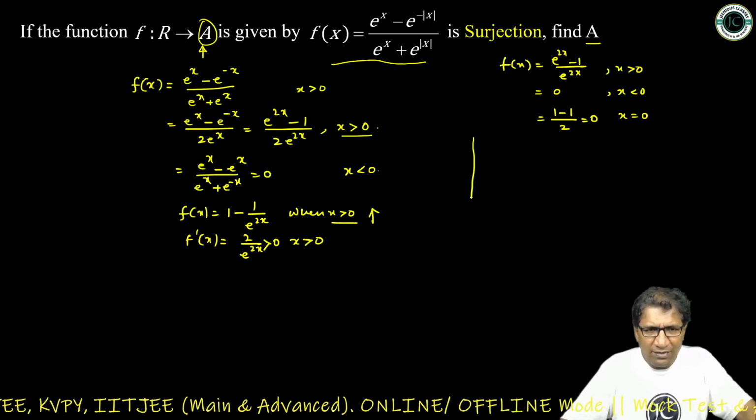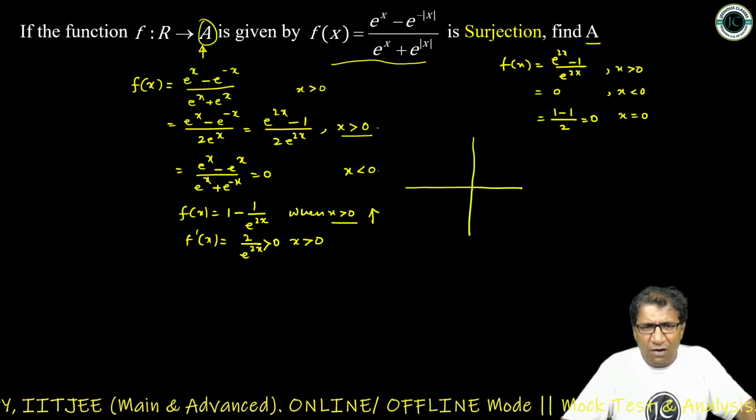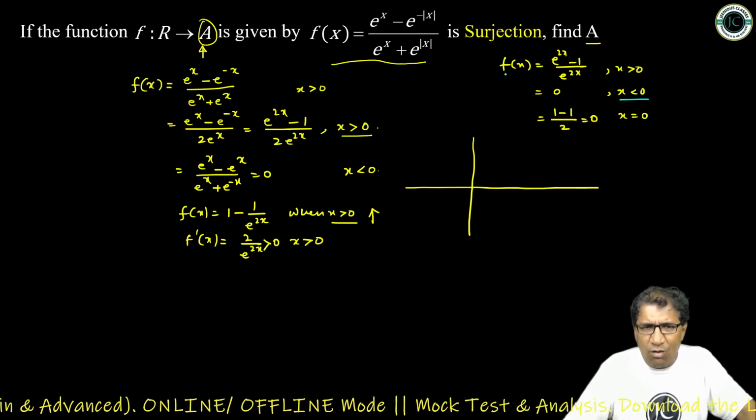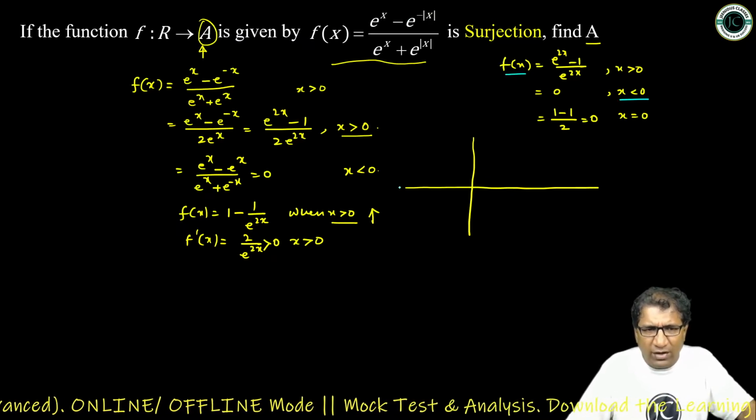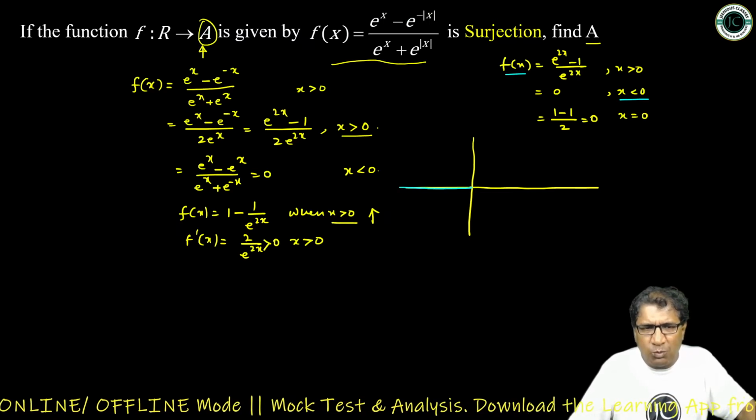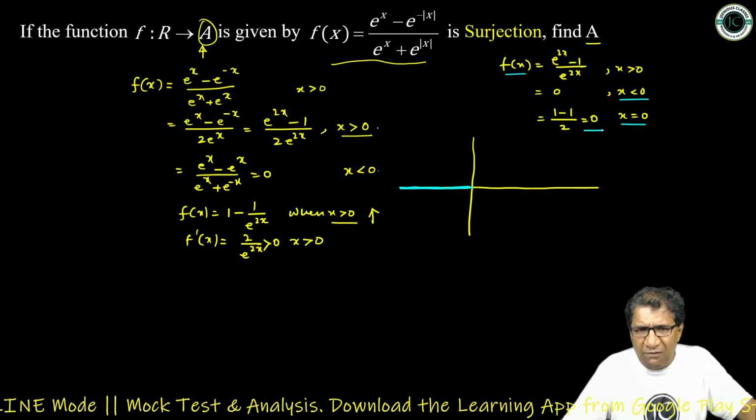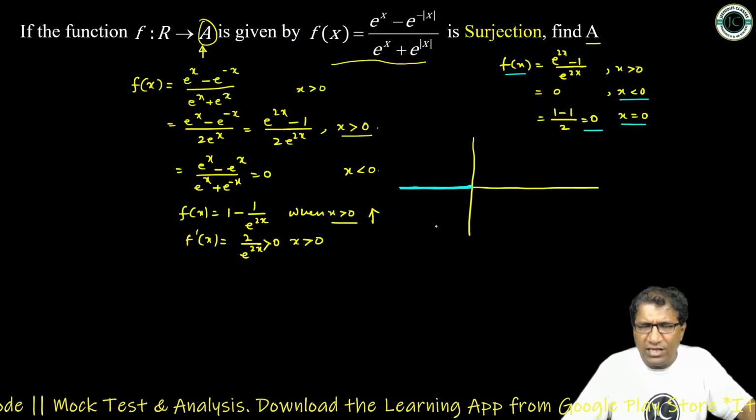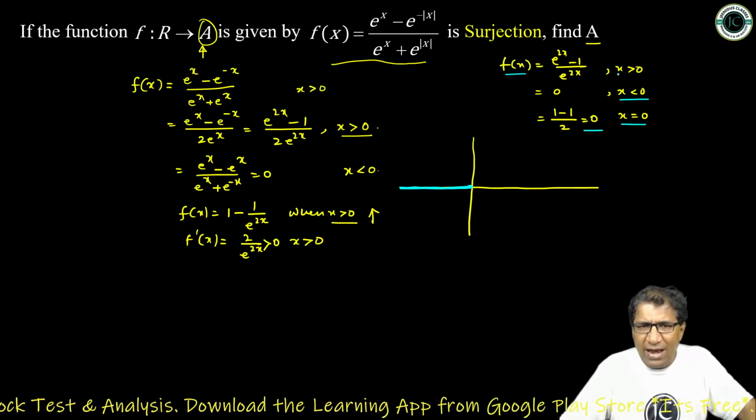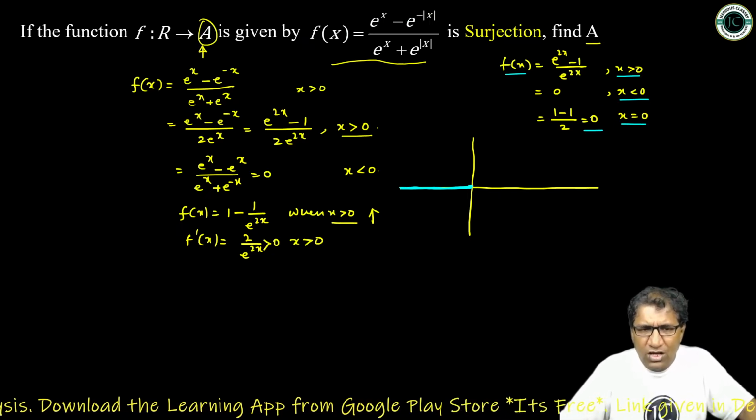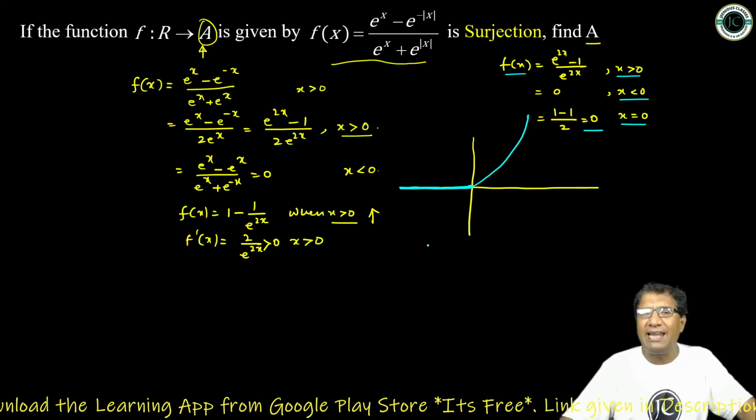Therefore, the graph of this function will look like this: when x is less than 0, f(x) is 0. That is, we are talking about the x-axis, this portion. When x is 0, f(x) is 0, that is, the origin is included. And when x is greater than 0, the function is an increasing one. So the graph will look something like this.